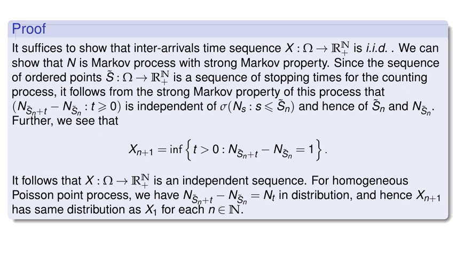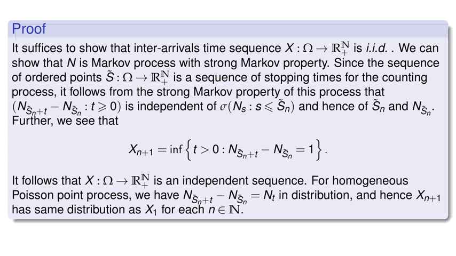Further, we see that the n plus 1th inter-arrival time, X_{n+1}, is the infimum of t greater than 0 such that N sub S tilde n plus t minus N sub S tilde n equals 1. It follows from the independence provided by the strong Markov property that this sequence X is an independent sequence.